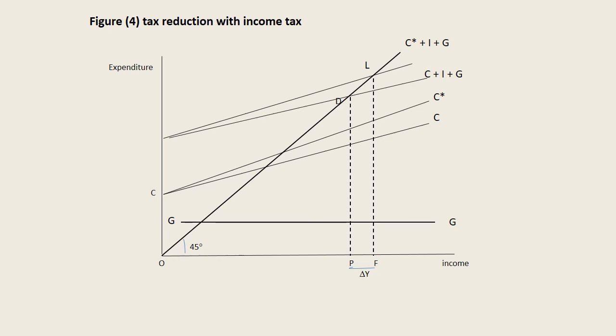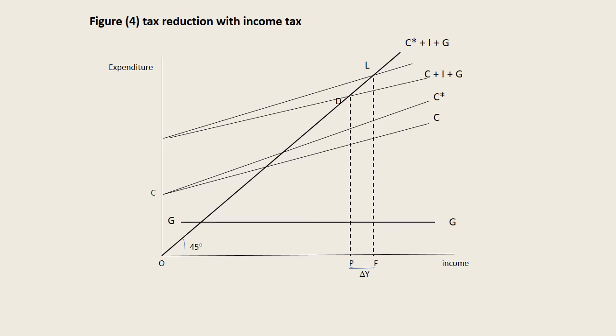Suppose that the government decides to decrease income tax. In this case, the aggregate demand increases as a result of the increase in the consumption function. The consumption function swivels and moves to CC star, and hence total expenditure also swivels and moves up to C star plus I plus G.